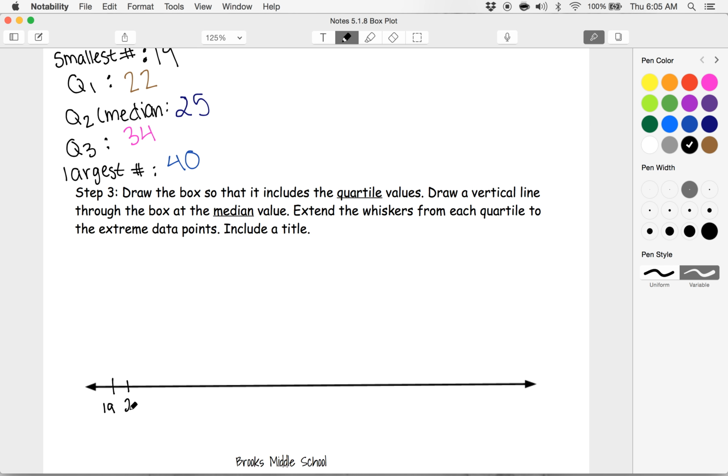20, 21, 22, 23, 24, 25. I'm only going to mark these ones every 5 so it doesn't take up the whole space. 26, 27, 28, 29, 30, 31, 32, 33, 34, 35, 36, 37, 38, 39, 40. So I just made a tick mark for all of my places, and I labeled every 5. If you want to put a number in for each one of these so you can see it easier, go for it. I just don't think I'm going to have enough room.